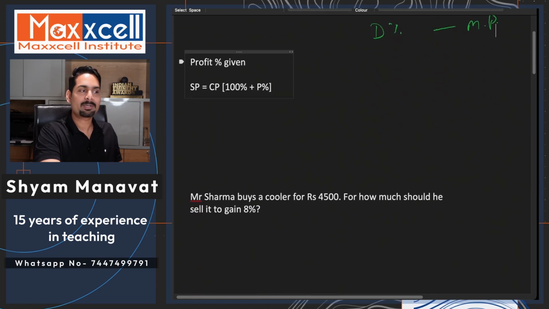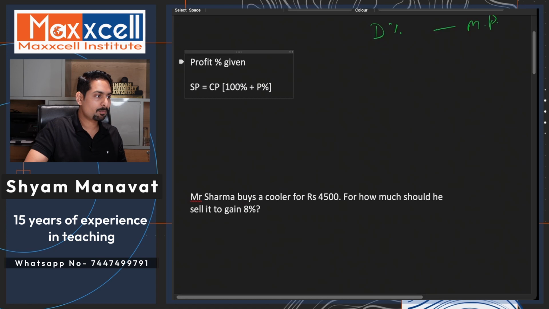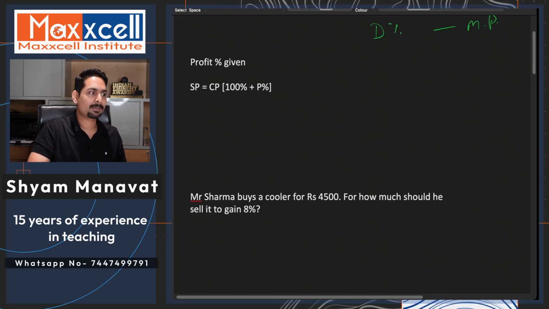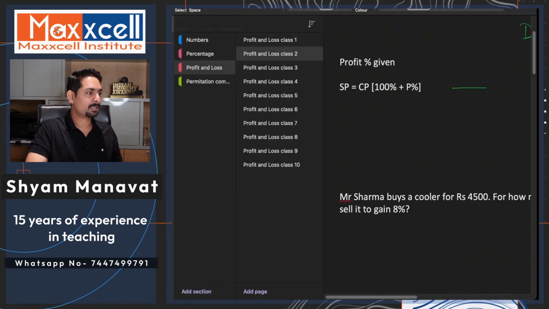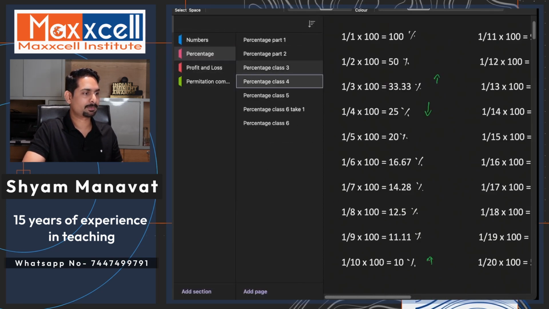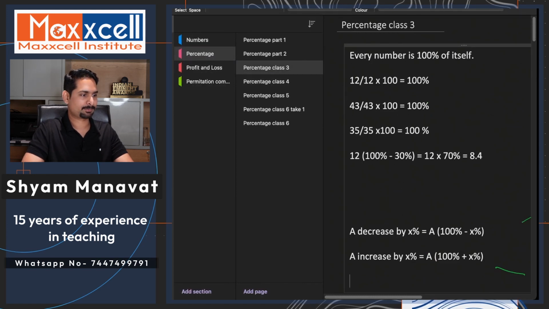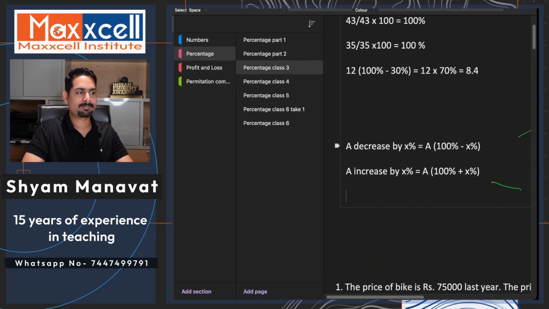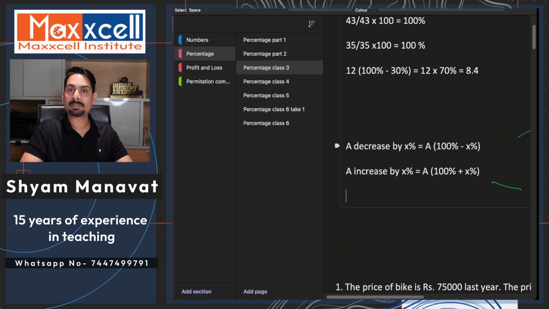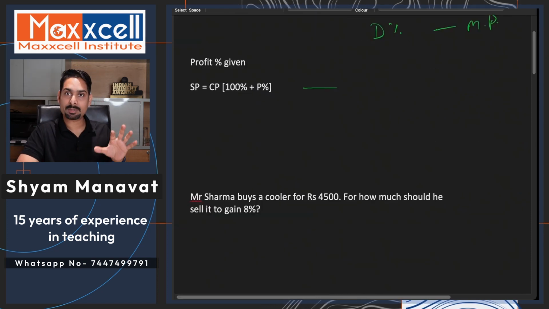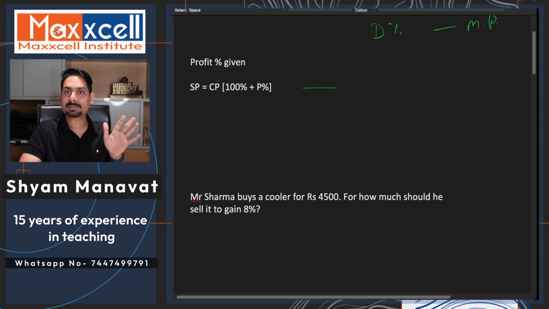If profit percentage is given, then we make the formula: selling price equals cost price into 100% plus profit percent. You can compare this with our percentage concept: if it decreases by x percent, then 100 minus x percent; if it increases by x percent, then 100 plus x percent, right? If you have gone through that concept, then I'm sure this will be easy for you.